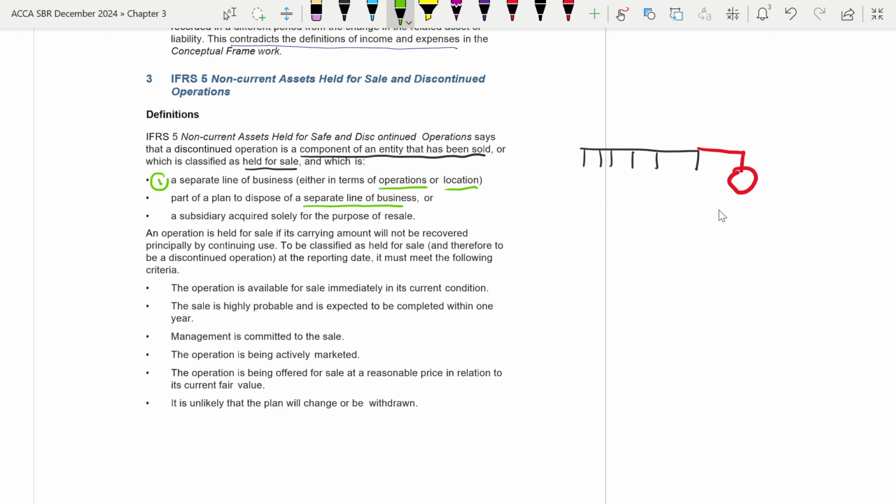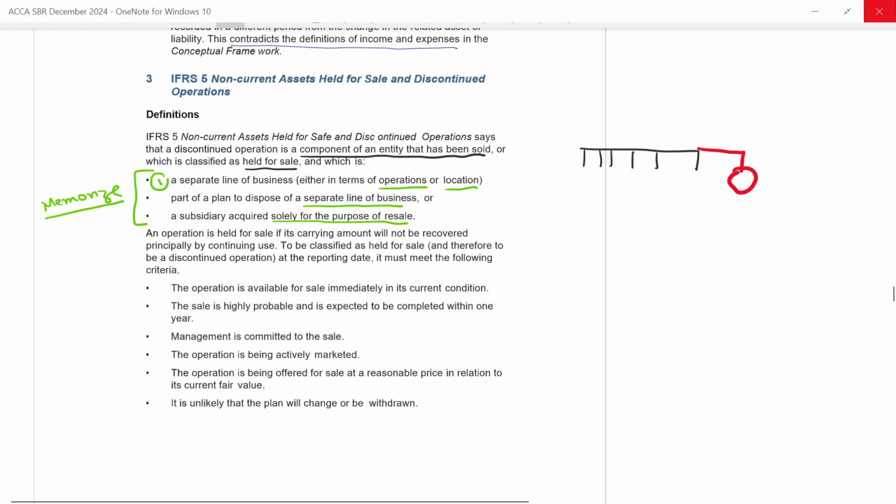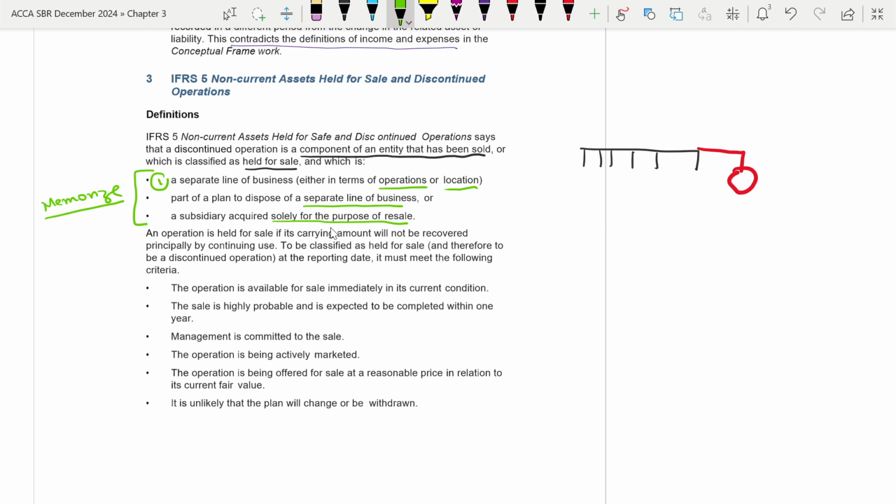Or a subsidiary acquired solely for the purpose of resale. You have to memorize this. First time I am writing this. It is not about understanding, it is memorizing. It is a separate line of business, it is a plan to dispose of, and it is a subsidiary. You are acquiring a subsidiary. What is the intention? The intention is to sell.